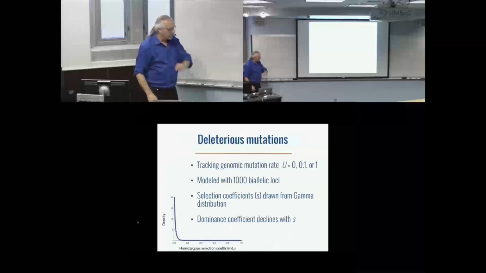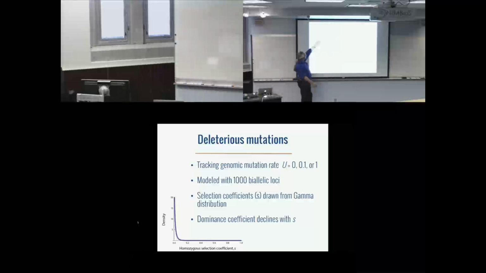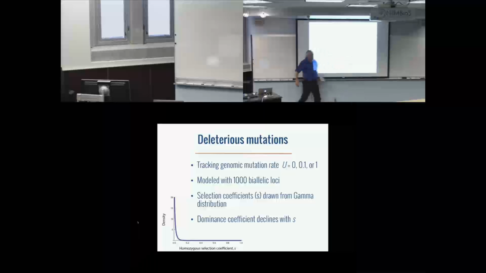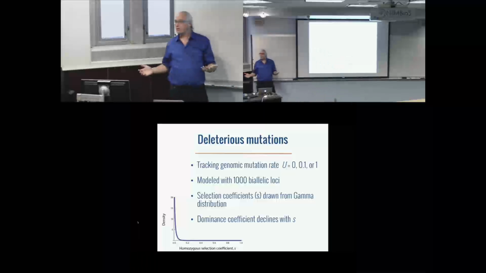Then deleterious mutations: we track the genomic mutation rate either at 0, so just leaving out deleterious mutations. This is completely separate from the quantitative trait. They're on the same genome, but different loci. Either we don't do it, or 0.1 deleterious mutations per genome per generation, which is kind of what you might see in Drosophila, or 1, which is the order of magnitude of us humans. We're probably more in the order of 2 or 3 deleterious mutations per genome per generation.